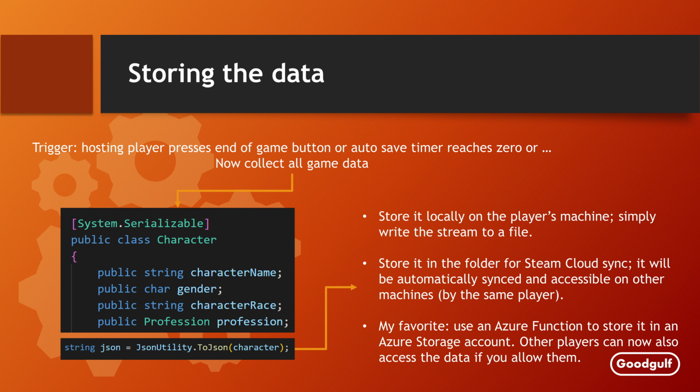Locally, by writing the string to a file, in the Steam Cloud Sync folder, or use my favorite. Use an Azure function to store it in a cheap Azure storage account. This has the benefit that other players can access the data if you want that.